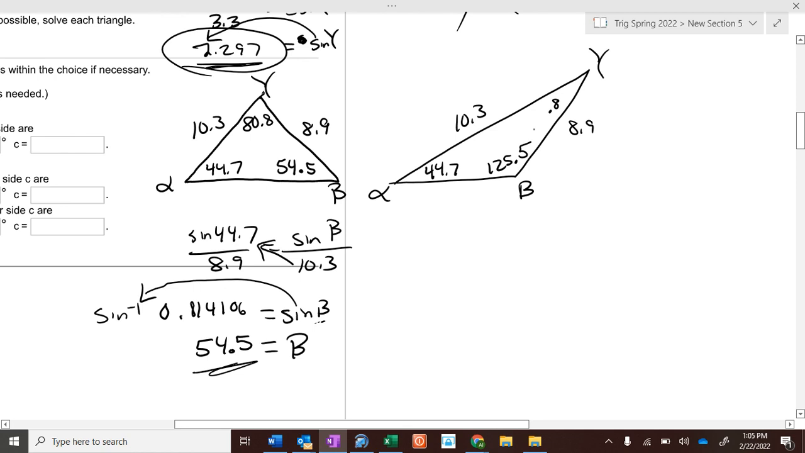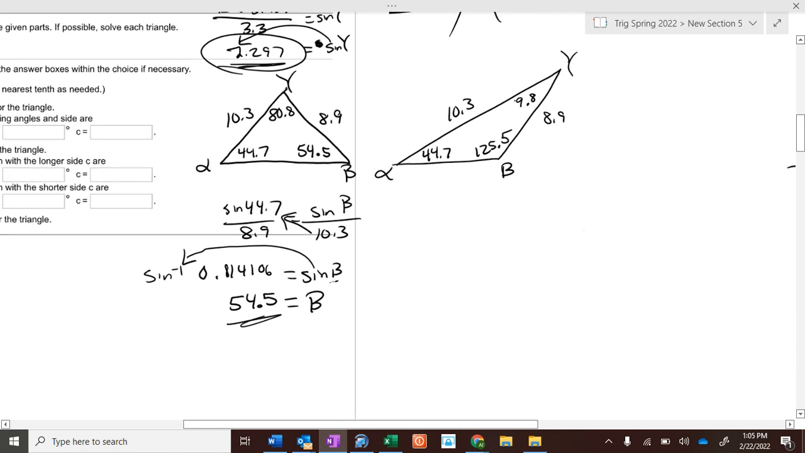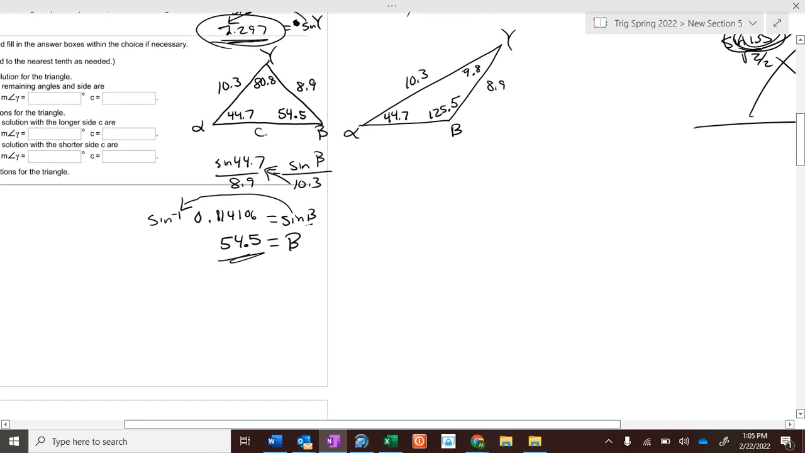I would say so. Like 10.8? 9.8. See, I was off there. I wasn't using stellar math there. Okay. So then how do I find side C? Well, it's just the sine of 80.8 over C equals the sine of what we started with, 44.7 over 8.9. I don't want to use 54.5 because it's a rounded answer.